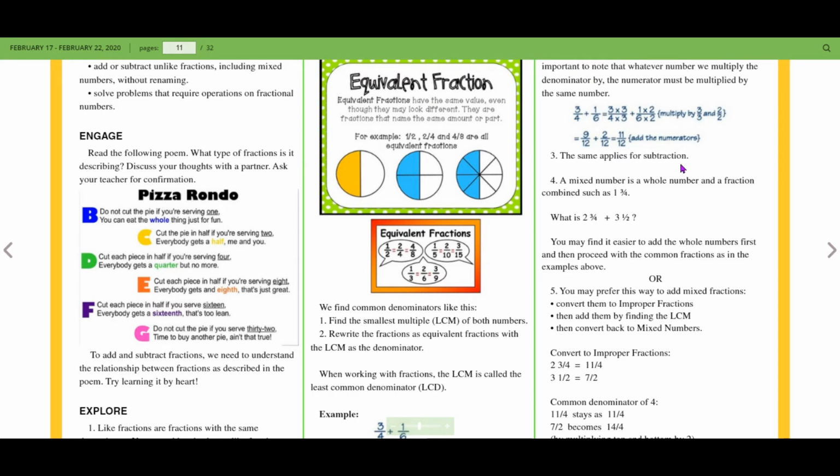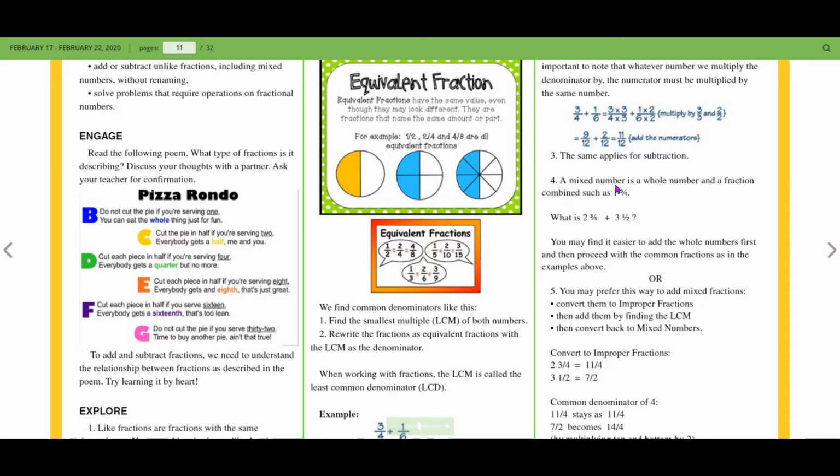Now 3, the same applies for subtraction. So the same set of rules. Once the denominators are unlike, we need to go through the same process of making them equivalent and then using the numerators to solve for addition, or in this case, as I said, subtraction.